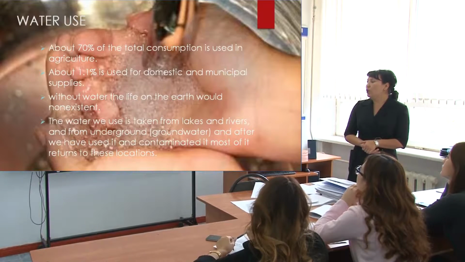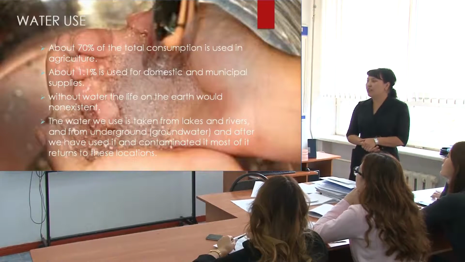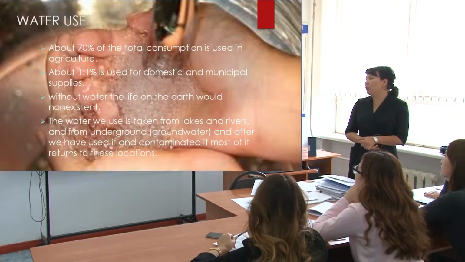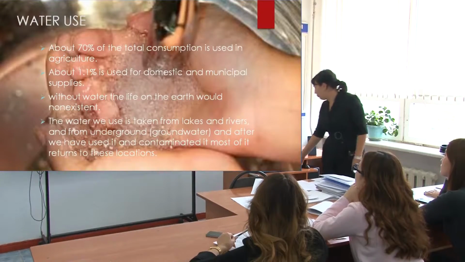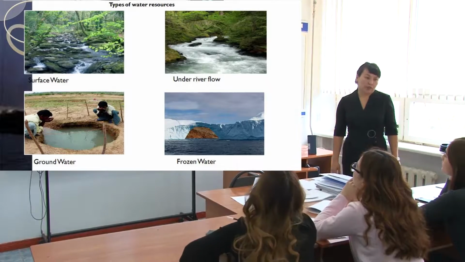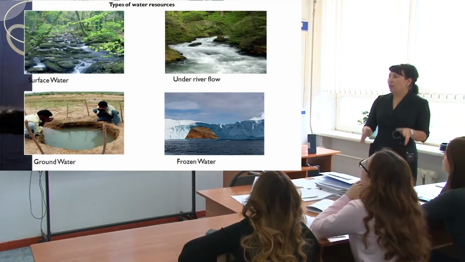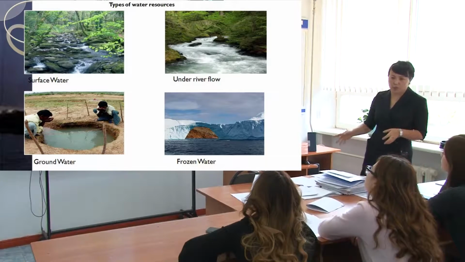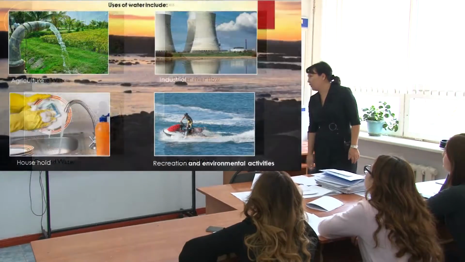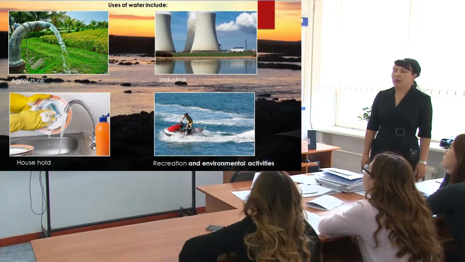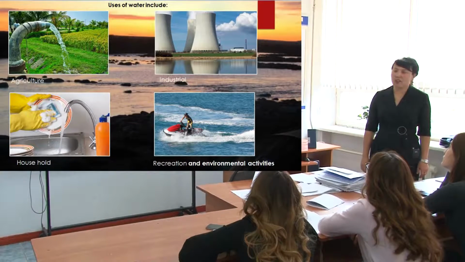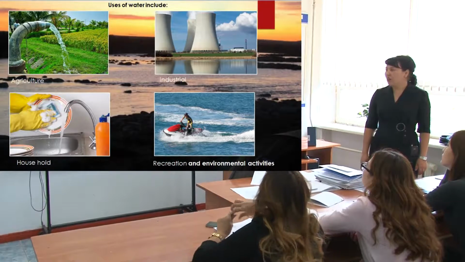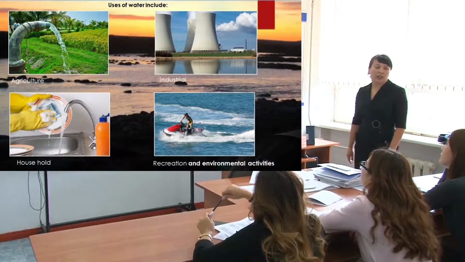The water we use is taken from lakes and rivers and from underground, and after we have used it and contaminated it, most of it returns to these locations. Types of water resources: surface water, groundwater, river flow, and frozen water. What is frozen water? Yes, ледники. Use of water includes agriculture, growing plants, household, industrial, recreation, and environmental activities.